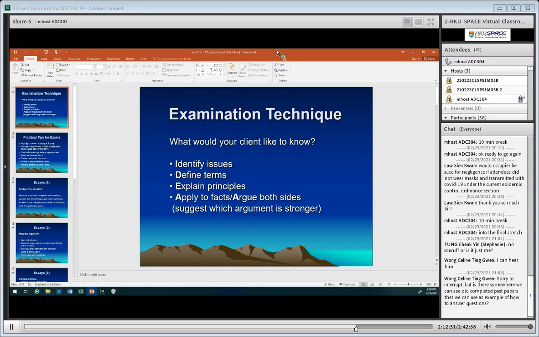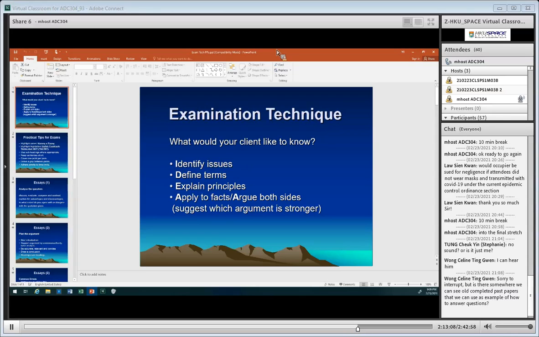hang on, got a question from Gwen. Sorry to interrupt, but is there somewhere we can see old completed past papers that we can use as a guide on how to answer? Yes, you are given revision handbooks, which I remember, and in those revision handbooks, there are past examination questions and there are model answers, and sort of guideline answers. I mean, there is no one perfect answer. That's another point to come up with. There is no such thing as a model answer. What comes close, if you like, is answering the question that's on the screen.